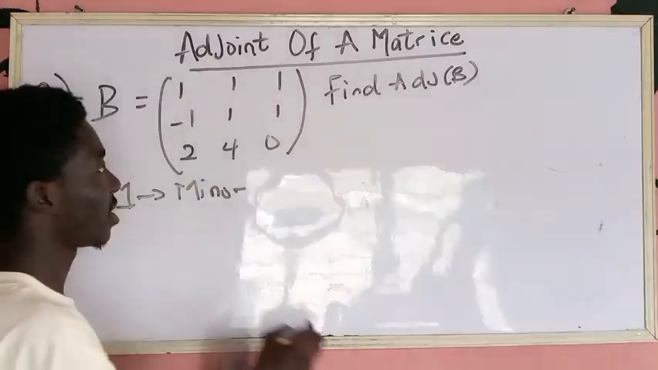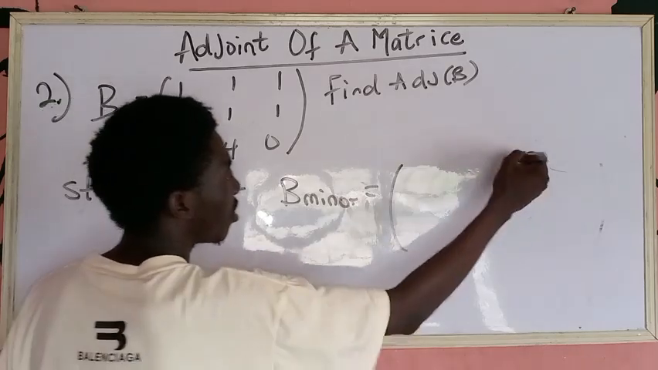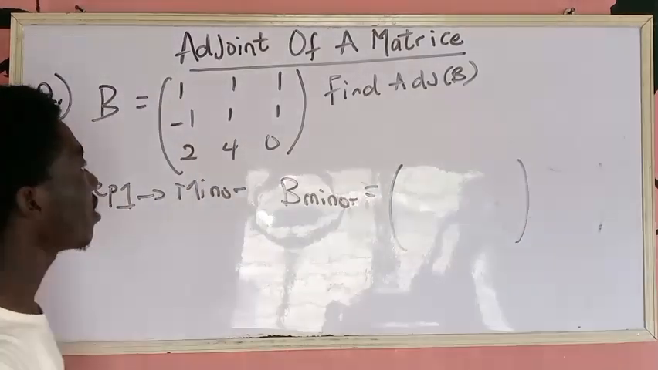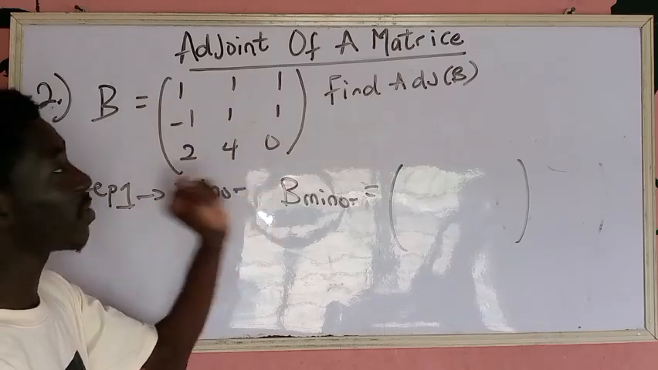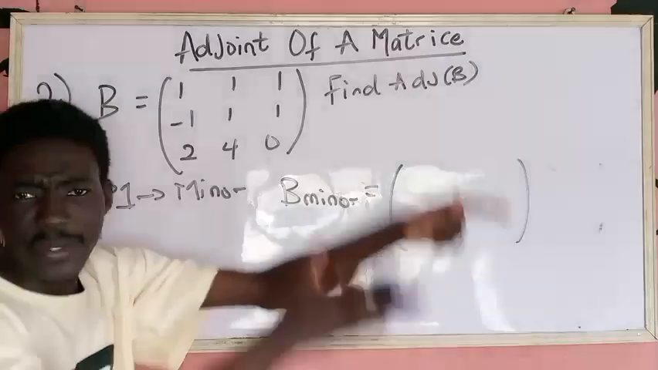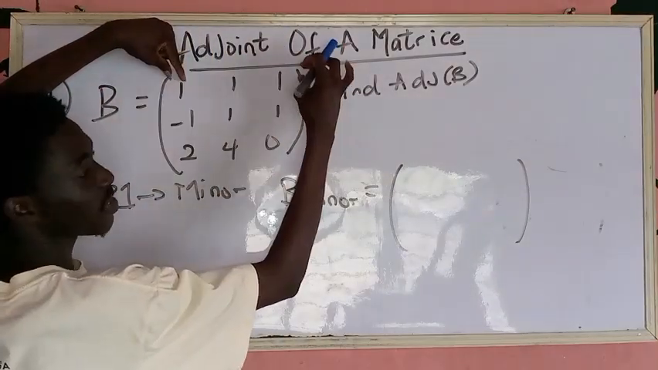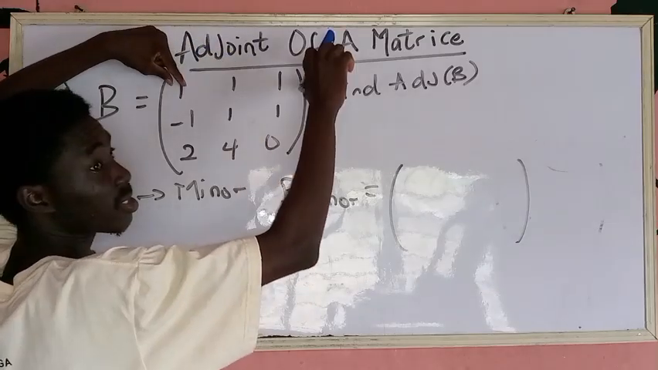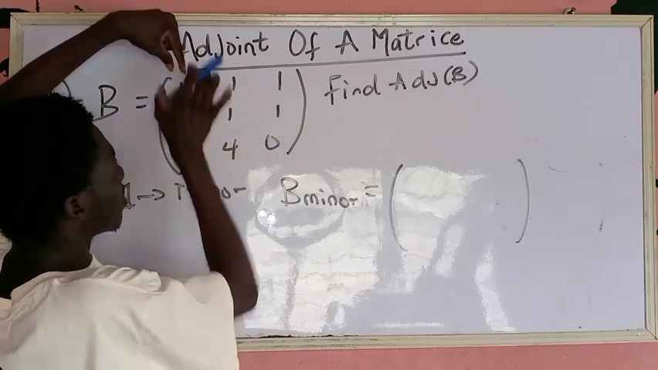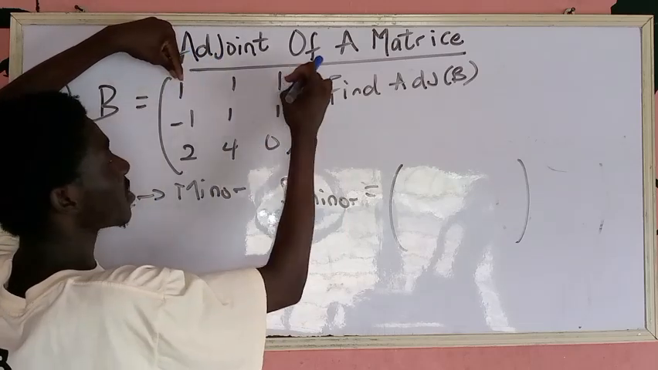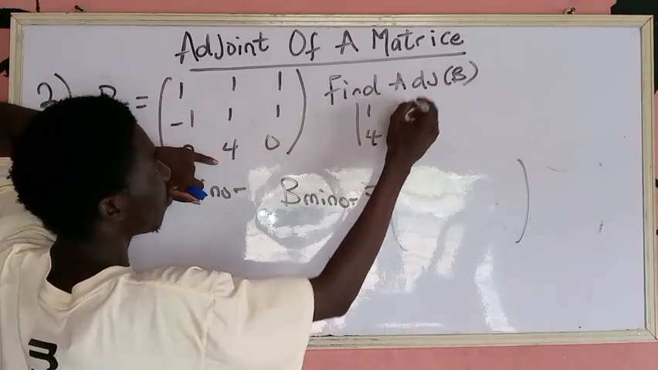The minor should be a 3 by 3 matrix too. Let's start with that. How do you find the minor? Block out the column, block out the row. So for the first element 1, block out this column and this row. That leaves 1, 4, 1, and 0.